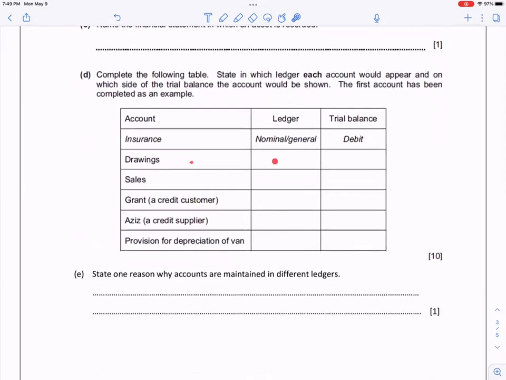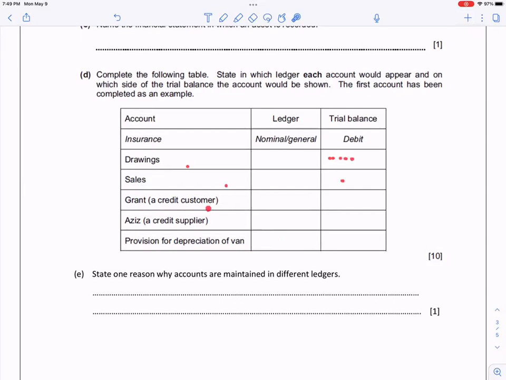Come on, give me the names of ledger. Drawings will come in which ledger? Nominal ledger. Sales will come in which ledger? Nominal ledger. Credit customer, which ledger? Sales ledger. Credit supplier, which ledger? Purchase. Provision for depreciation of van, which ledger? Nominal. Drawings have what balance in the trial balance? Debit. Sales? Credit.